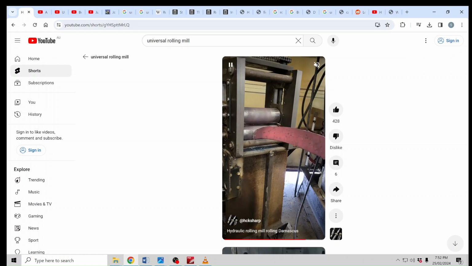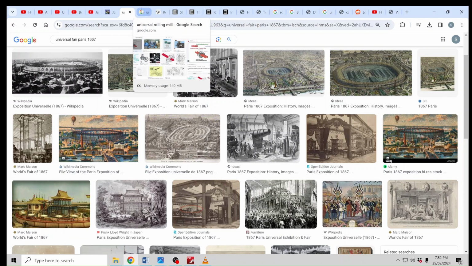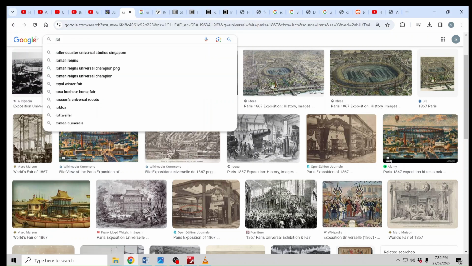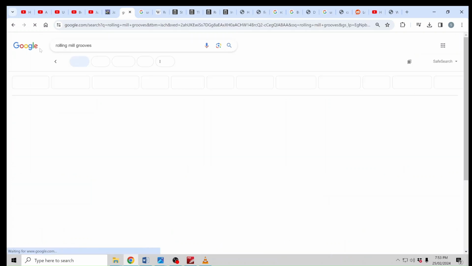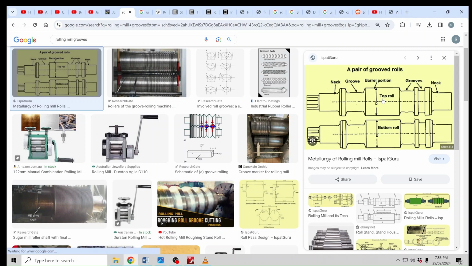Now, if we keep going even further, we can get even more complex where we start adding grooves into the rollers. So let's just search here, rolling mill grooves. And you can see here they've got grooves in the rollers where you can pretty much get all sorts of different shapes, including eye-shaped beams or girders, and all these other different types of shapes.